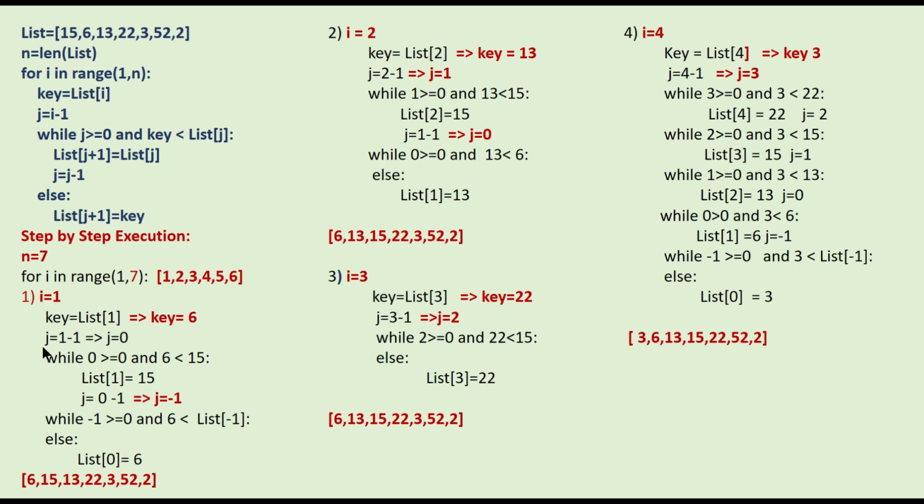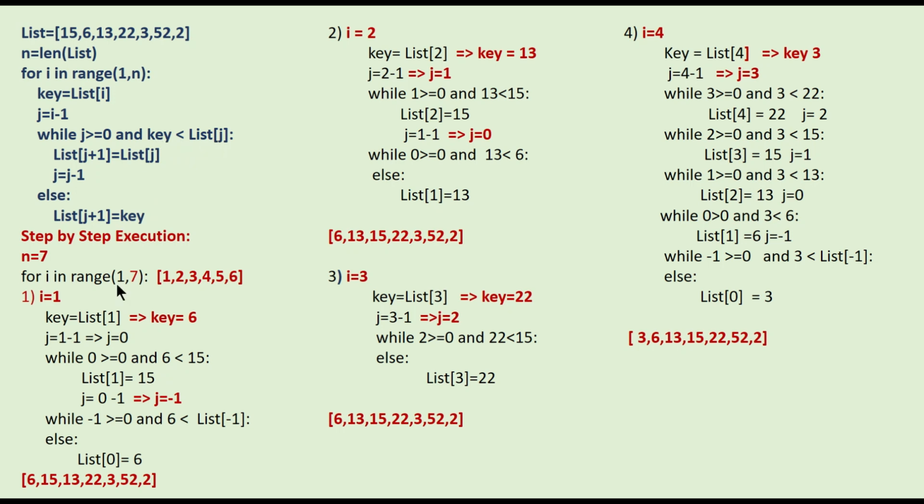Now what is the next statement? j is equal to i minus 1. The i value is 1, 1 minus 1, which is 0. So now the j value is 0. While j greater than or equal to 0, what is the value of j? The j value is 0. So 0 greater than or equal to 0, is the condition satisfied? Yes. And key is less than list of j.